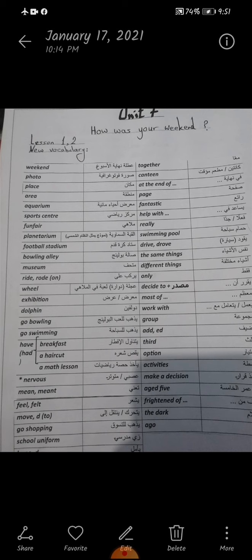Go swimming, have breakfast, have a haircut, have a math lesson, nervous, mean, meant, feel, felt, moved, go shopping, school uniform, together, canteen, at the end of, page, fantastic, help with, rally, swimming pool, drive, drove, the same thing, different thing, only, decide to, most of, work with, group, added, third, option, activities, make a decision, aged 5, frightened of the dark, ago. These are some important definitions.